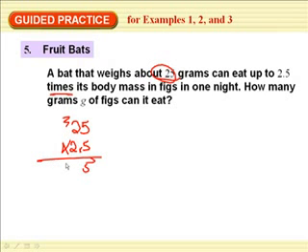So that's going to be 12, 5, 2, 3, 12 placeholder. 4, that would be a 5. 5, 2, 6, and that's 1 decimal place. So it can eat 62.5 grams of figs at night. Wow, that's a lot of figs.